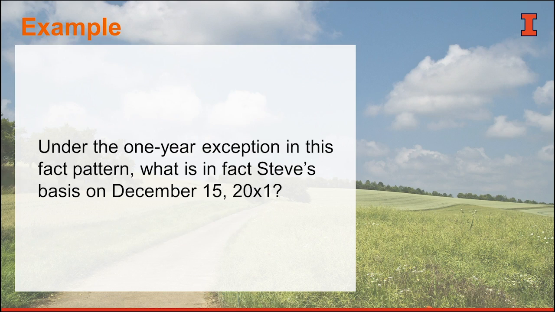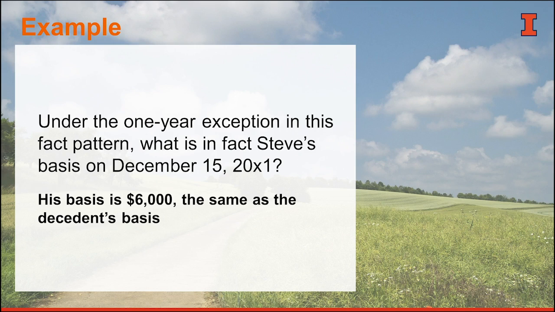Now, under this 1-year exception, under deathbed gifts, what is in fact Steve's basis on December 15th, 20X1, using our original fact pattern? That is, assuming he gifted Doris land, she died, and then she bequeathed it back to him, would he have a step-up in basis or just a carryover in basis? Here, because he gifted Doris his land, and within 1 year of the gift, she bequeathed it back to him upon her death, he does not receive a step-up in basis. The basis that carried over to Doris upon gifting carries right back to him upon Doris's death. So, his basis of $6,000 remains the same as before he gifted the land to Doris.